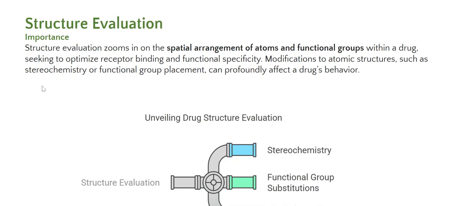Here, the importance: structure evaluation zooms in on the spatial arrangement of atoms and functional groups within a drug, seeking to optimize receptor binding and functional specificity. Modifications to atomic structures, such as stereochemistry or functional group placement, can profoundly affect a drug's behavior. And here is a summarized diagram on unveiling drug structure evaluation. On the left, we have structure evaluation. On the right, stereochemistry, functional group substitutions, and an example of ACE inhibitors.